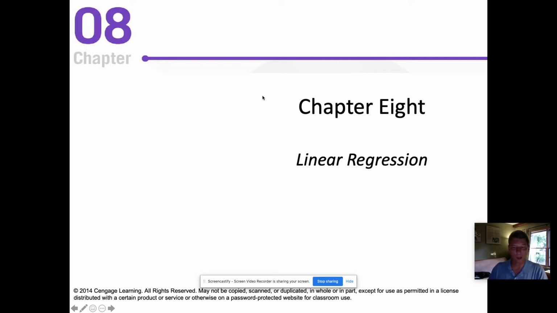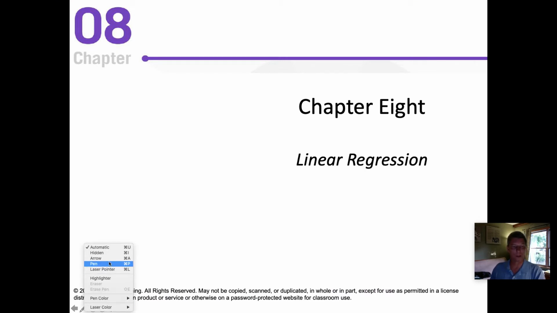Good evening, and welcome to the first of three videos regarding Chapter 8 in your textbook, which is all about what we call linear regression. Now, we learned in Chapter 7 that we could calculate what's called a correlation coefficient. And this is simply the relationship between two variables, an x variable and a y variable that we find on a graph. The linear regression is a measure essentially of the average of that correlation coefficient.